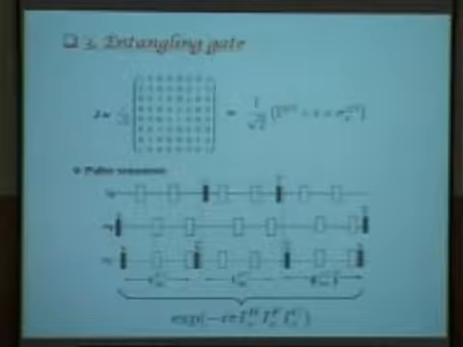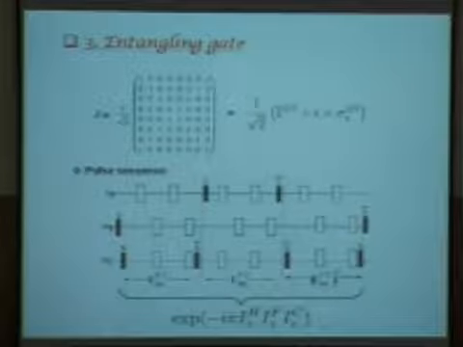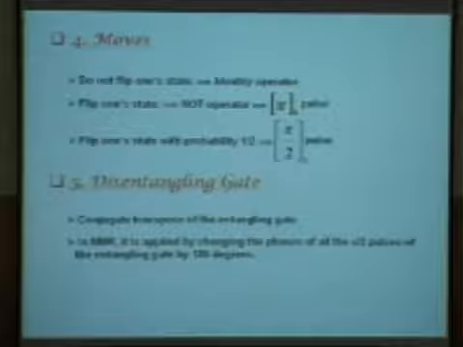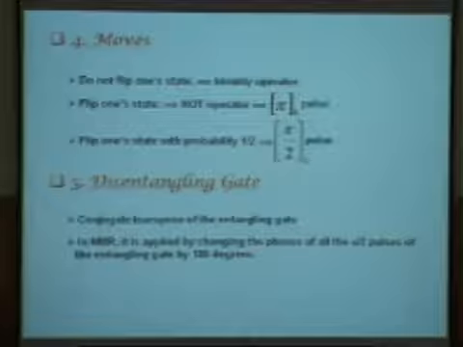And this is the entangling gate that we need to do. And basically, if you go to the result about this, it evolves the system under this system Hamiltonian, and then the moves are: do not flip the state, identity operator; flip one state, NOT operation, a pi pulse; and flip one state with probability half, we apply a pi by 2 pulse.